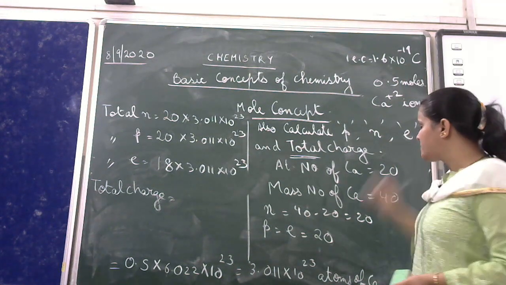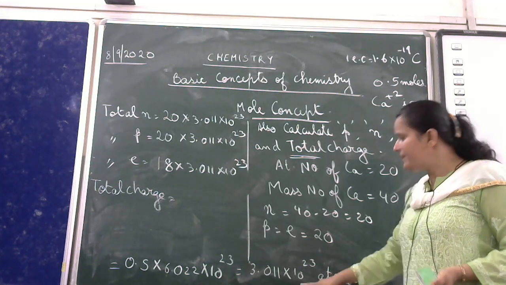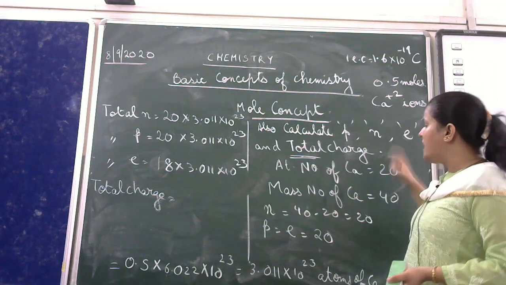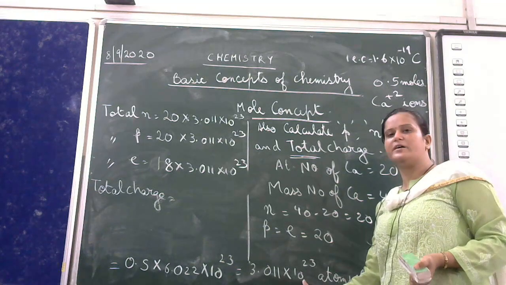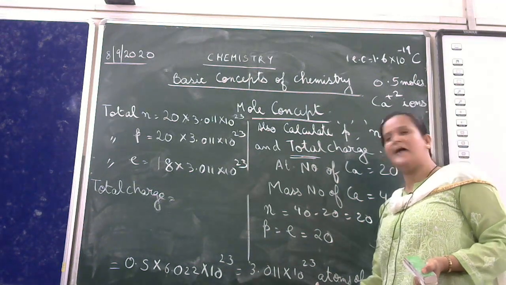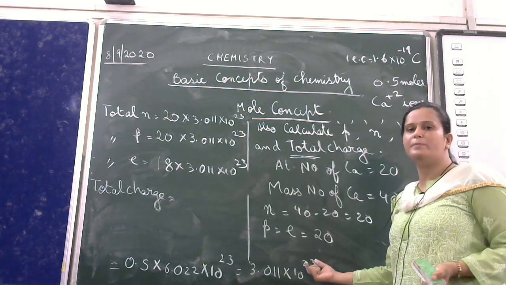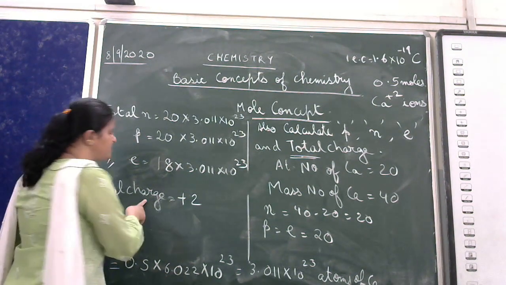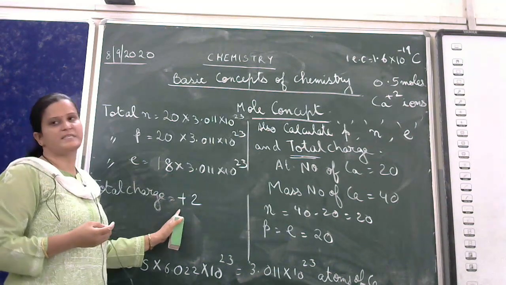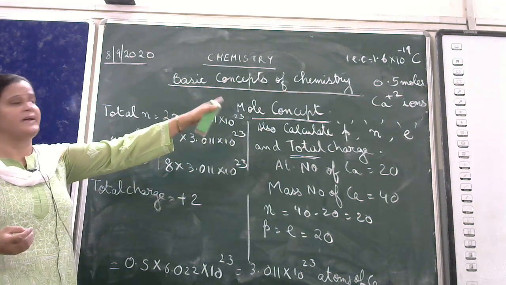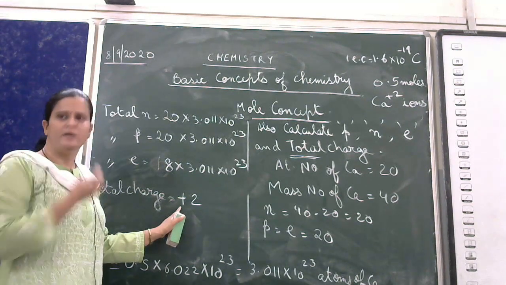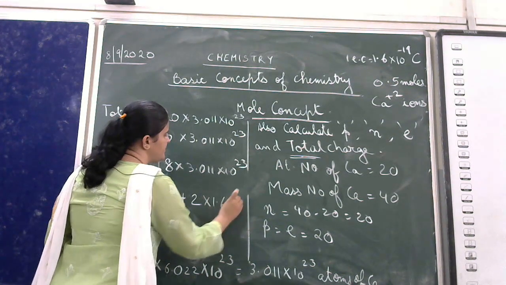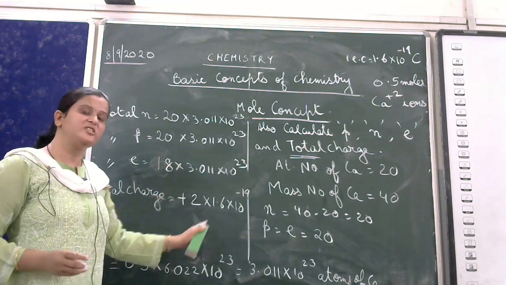But that much charge is present in how many atoms? Plus 2 into 1.6 into 10 to the power minus 19 is the charge present in one atom. And how many atoms are given to me? In 0.5 moles, that value is 3.011 into 10 to the power 23. Whenever charge is asked, you have to give the sign. Here it is a cation. If it had been an anion, I would have written a negative sign. Because it is a cation, I will write plus 2 into 1.6 into 10 to the power minus 19, the charge present in one atom.